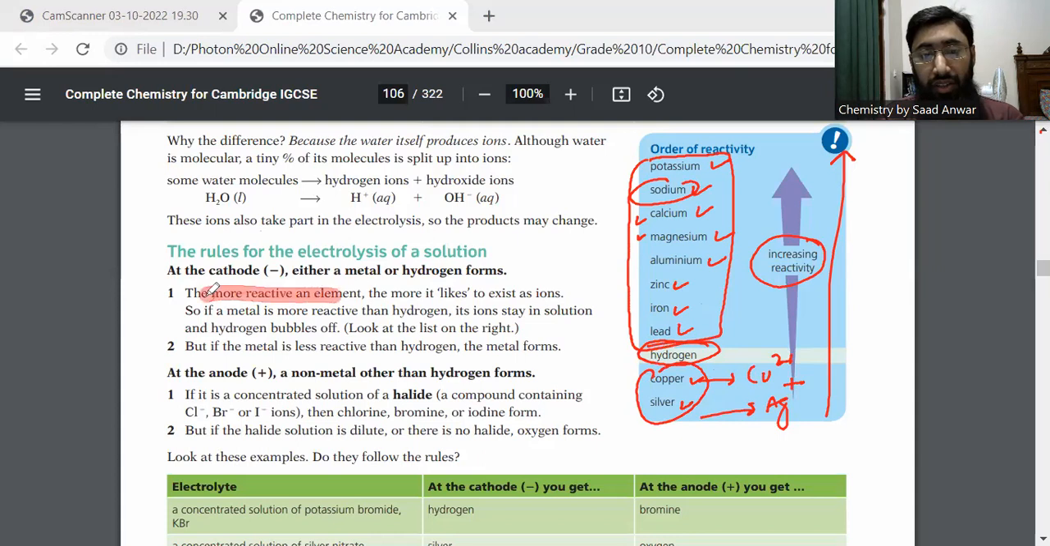The more reactive an element, the more it likes to exist as ions in the solution. They cannot discharge. So if a metal is more reactive than hydrogen, the ions stay in solution, and hydrogen gas will bubble off. So the product at the cathode will be hydrogen gas. But if the metal is less reactive than hydrogen, like these two metals, then the ions of that metal will reach earlier than hydrogen, and the product at the cathode will be metal.